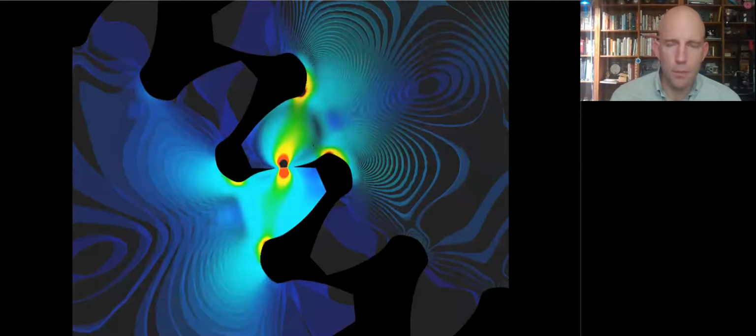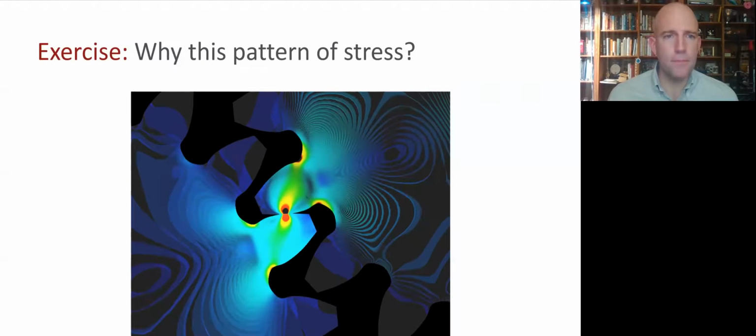Here's another image that's probably a more familiar format to you, where we can again see this high stress right there, and then these high stresses in these little corners. Okay, so our next exercise: try to explain why you see this pattern of stress, and try to use some of the same strength of materials and statics concepts that we've used for the first part of this class. Take about a minute to work on this on your own, then discuss it with your partner for a couple minutes, and then come back. You should hit pause now.